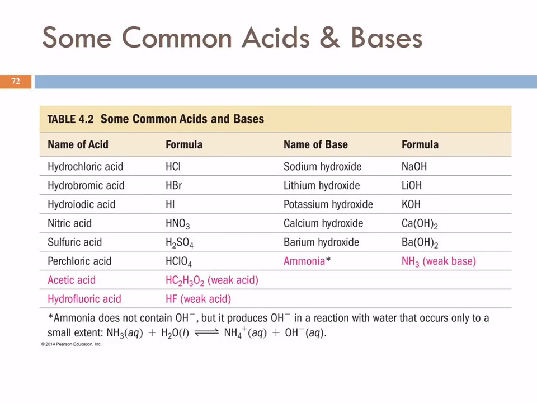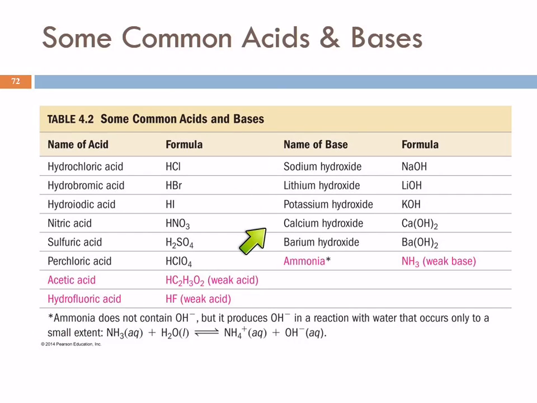Here's some common acids and bases. So these are the strong acids. There's the list that we were missing earlier. Hydrochloric, hydrobromic, hydroiodic, nitric, sulfuric, and perchloric. Those are all strong acids, meaning when they are in aqueous solution, they ionize completely. Acetic acid is a weak acid. That's the acid in vinegar. Hydrofluoric acid is also a weak acid.